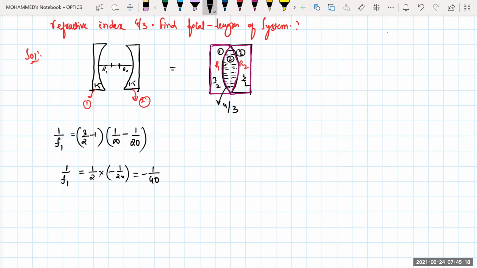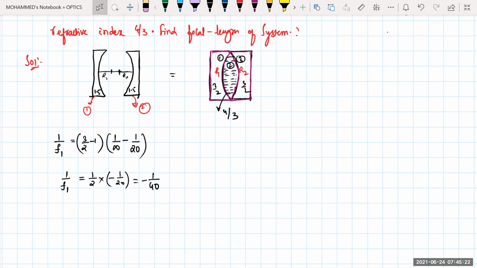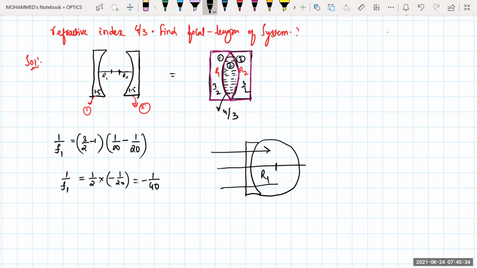Sir, can you just tell the sign convention once? See, this is your curved surface, like this. This is the circle, and its center of curvature gives R1. The ray of light is coming in this direction. This is the pole, and this is the direction of light. P to C is your R1, which is positive.